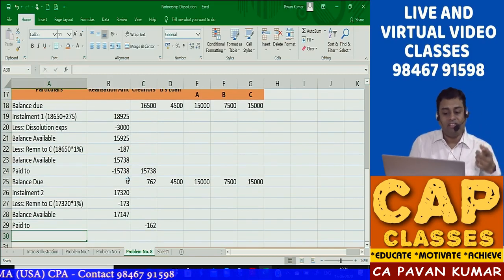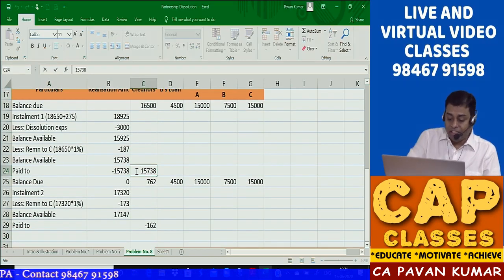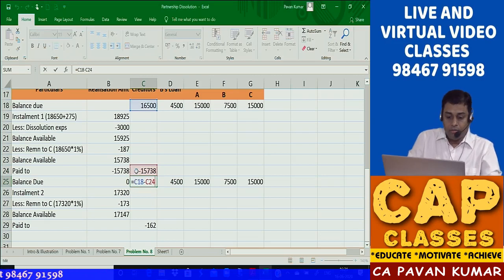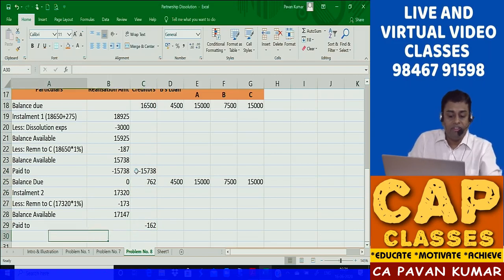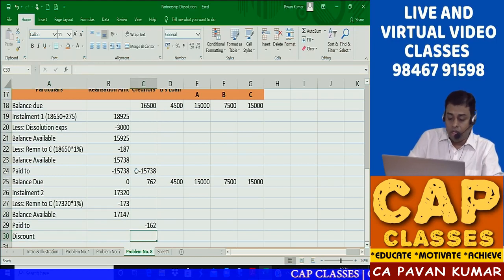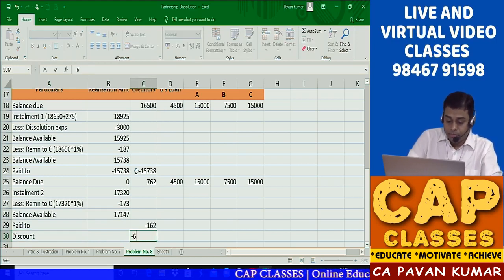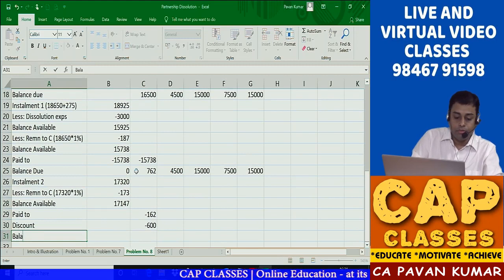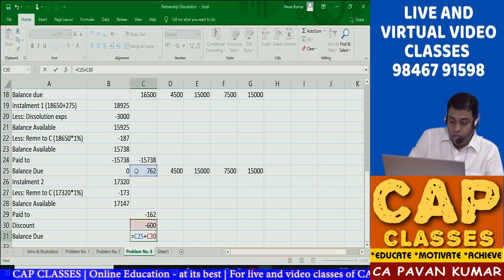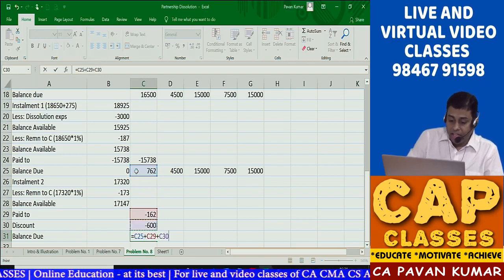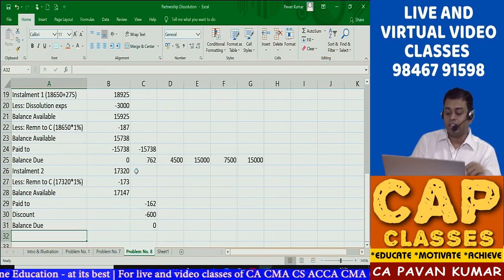Sir, we have to pay 762. But my dear friend, one second. They are giving 600 rupees discount, no? So you paid 162 rupees to them. Discount 600 rupees. Balance due. This is out of 762. I paid 162. They gave 600 rupee discount. So balance due is 0.